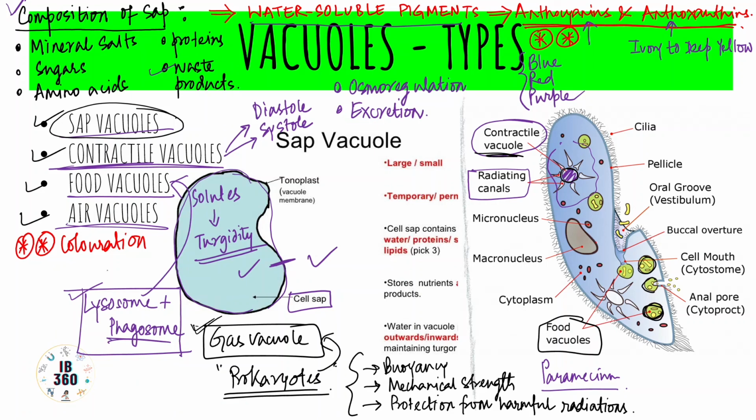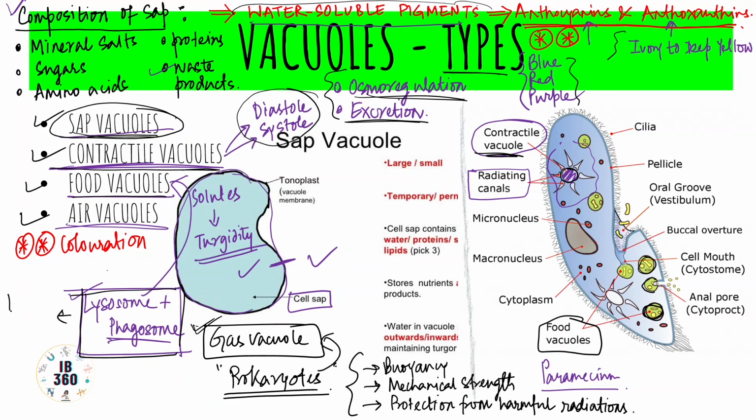So with this we have discussed the various types of vacuoles. We have talked about sap vacuoles, their composition, their function, the water soluble pigments present in them, the fact that they impart coloration to the cell, and what colors. Also contractile vacuoles, the two phenomena that they undergo, and their functions, osmoregulation and excretion. We have talked about food vacuoles, nothing but lysosome and phagosome fused with each other. Their function is digestion. Then we have talked about air vacuoles and their functions. Okay, so this is all about vacuoles.